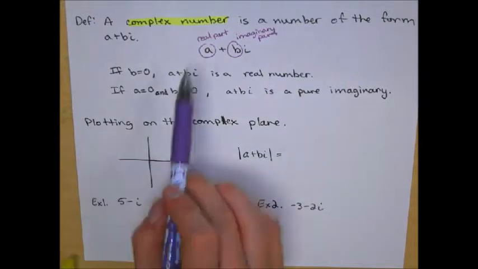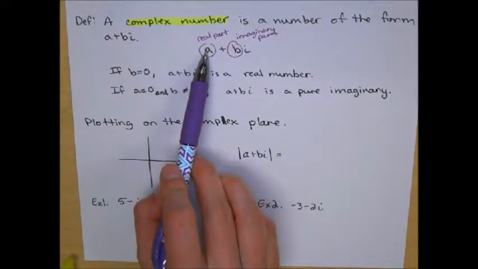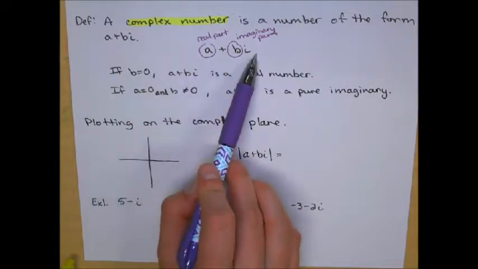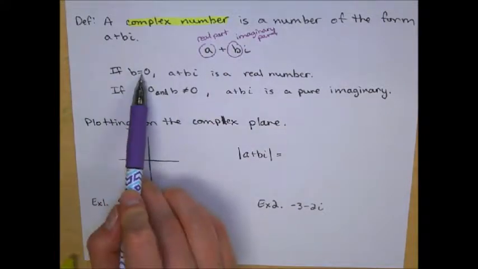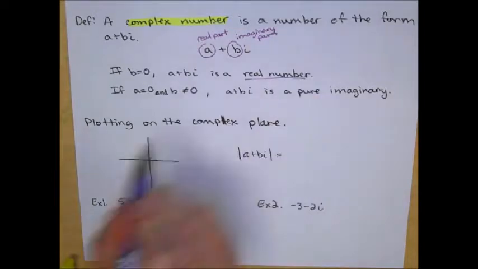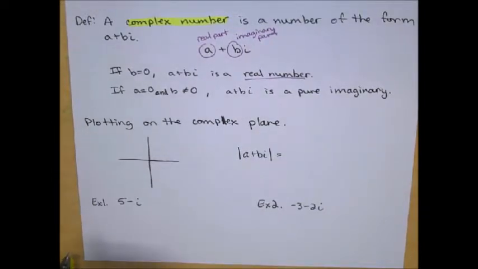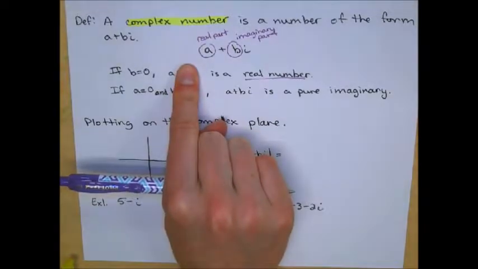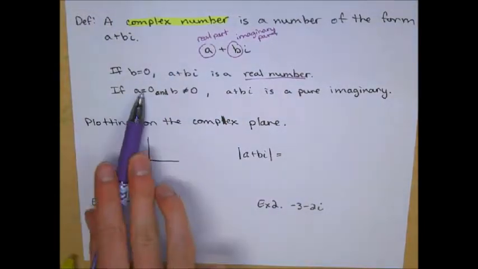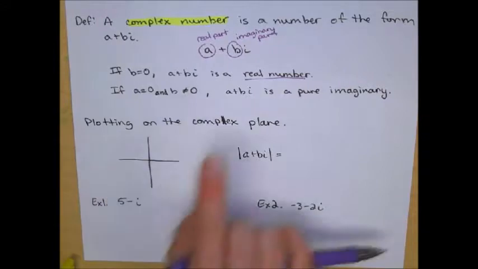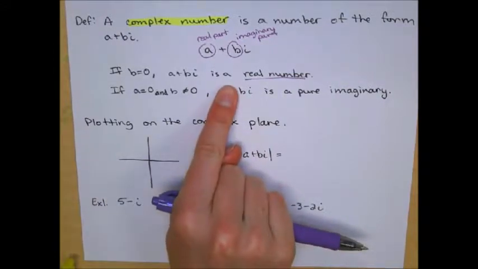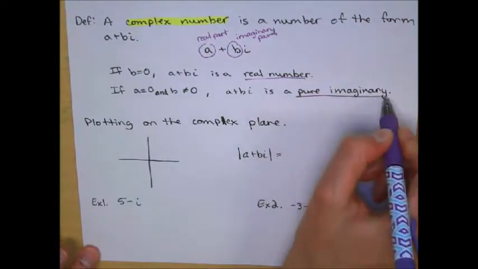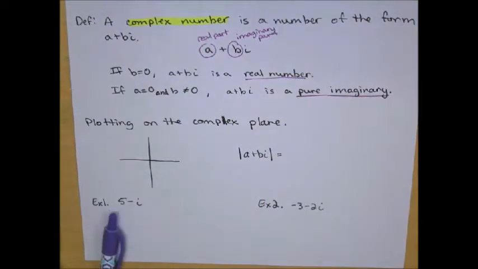Any number can be written as a plus bi. The number 2 can be written as 2 is real, plus 0i. So here we know if b equals 0, then we have a real number, because this piece doesn't exist. We're just a. If a equals 0 and b isn't 0, we just have bi, and this is considered purely imaginary.